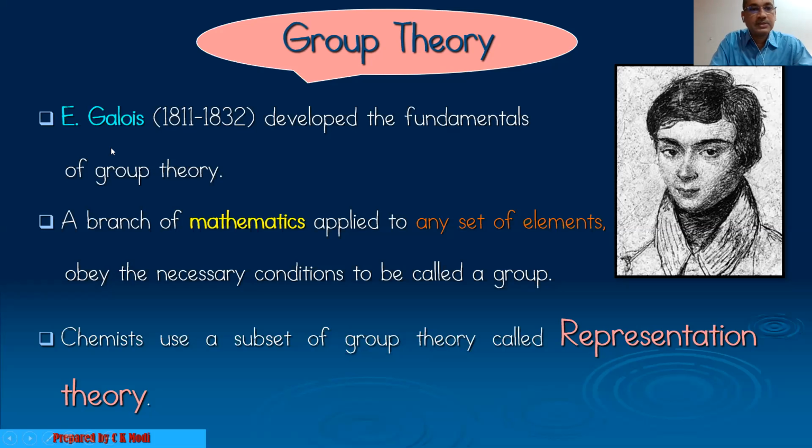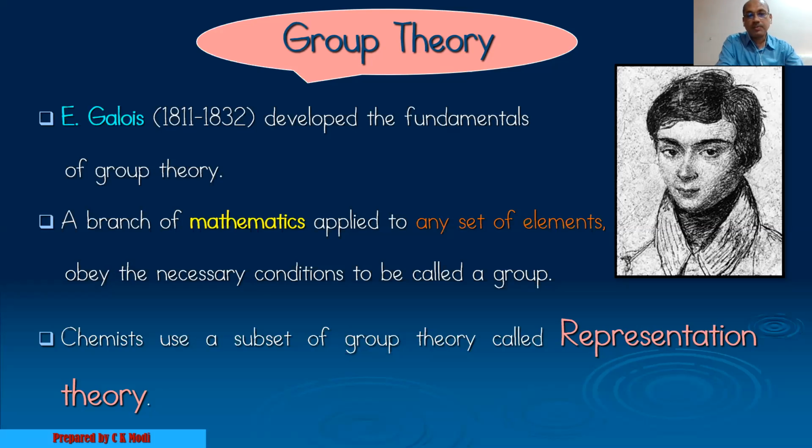E. Galois, in 1811 to 1832, developed the fundamentals of group theory. This is E. Galois, who invented the fundamentals of group theory. It is a branch of mathematics applied to any set of elements which obey the necessary conditions to be called a group. For example, any particular point group consists of a number of symmetry elements. A set of symmetry elements is called a point group.